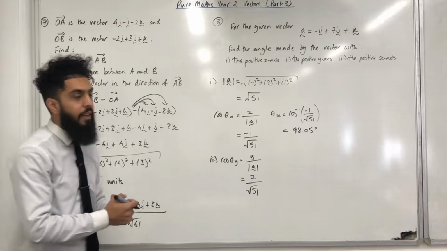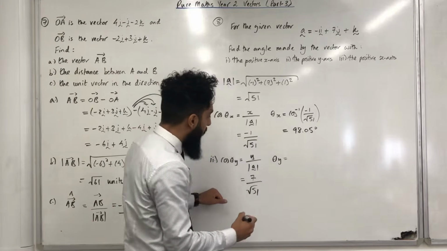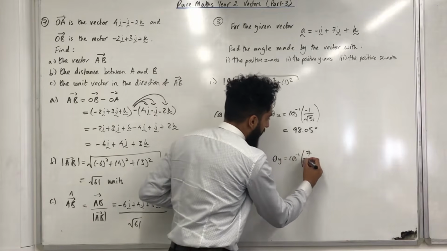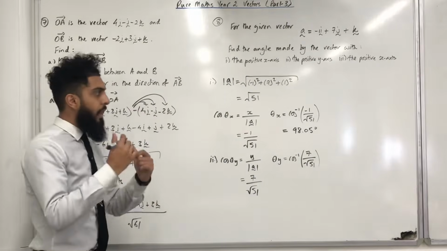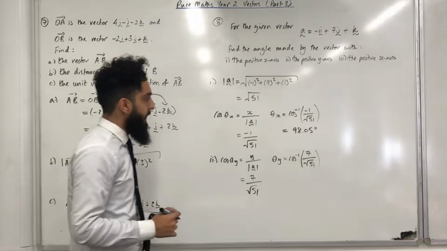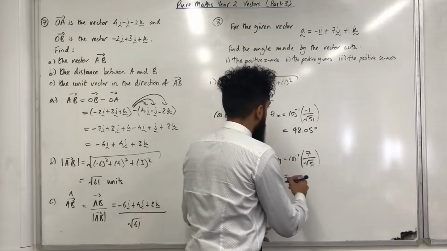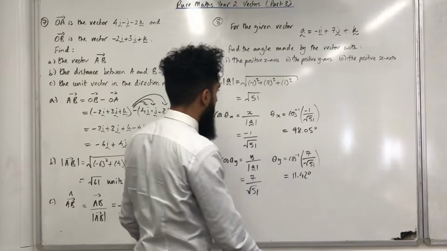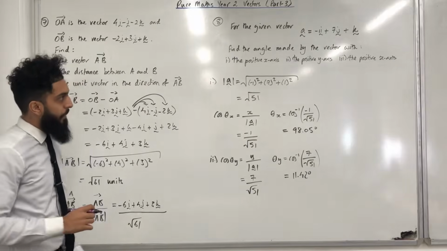Now I can calculate theta y. So theta y is just cos inverse of 7 over square root 51. Again, I'm going to round off my answer to 2 decimal places. So if I do that, I end up with 11.42 degrees to 2 decimal places. Okay, moving on to part 3.